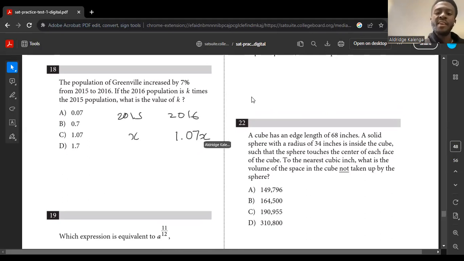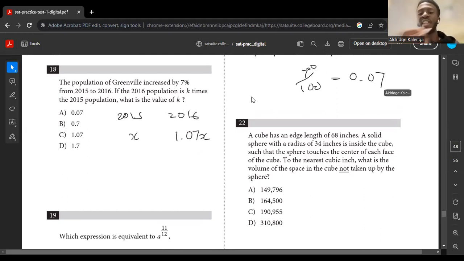1.07 times X. I'm saying that because 7% is the same as 7 over 100, which is 0.07. 100 into 7 is 0, you can put a 0 there. 100 into 70 is still 0, put another 0 there. 100 into 700 is 7. So it means to the 100%, which is a 1, we add 7%. So we're increasing this by 1 point.